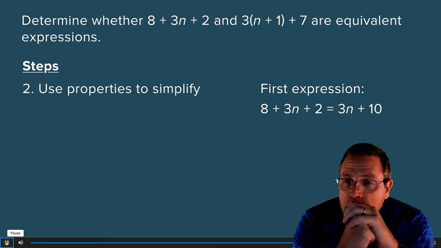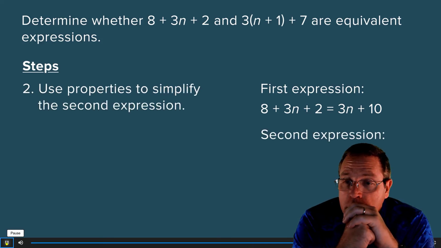Next, simplify the second expression. Apply the distributive property to rewrite 3 times the quantity n plus 1 as 3n plus 3. Then use the associative property to group 3 and 7. Simplify the expression to 3n plus 10.